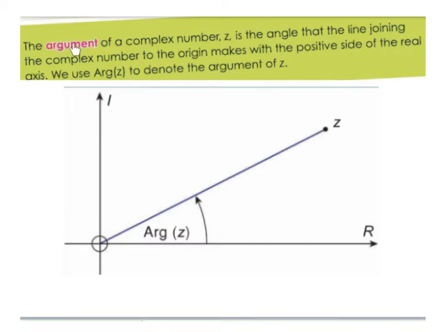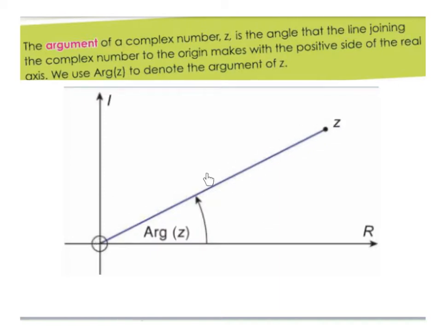The argument of a complex number z is the angle that the line joining the complex number to the origin makes with the positive side of the real axis. So here we have the complex number z. Here's the blue line joining z to the origin. If we got the distance of this blue line, we would be getting the modulus of z, because the modulus is the distance from the complex number to the origin.